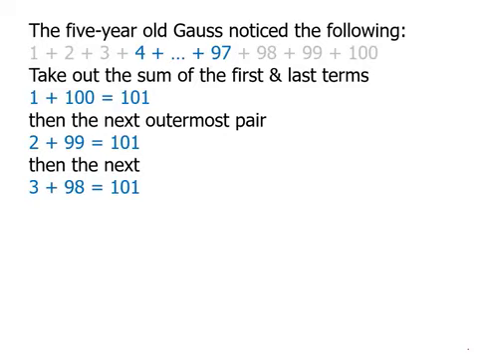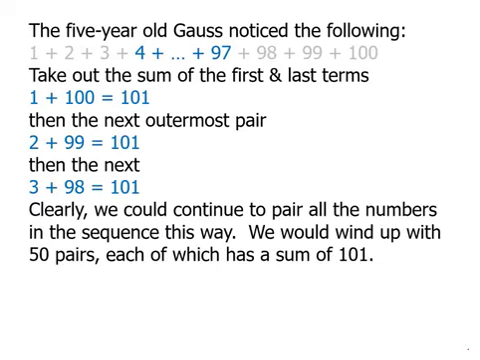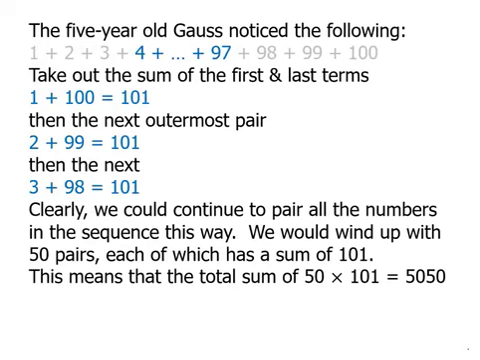So you see a pattern here. We could keep on taking pairs from the outside. They would all add up to 101. And of course, there are 100 numbers, so that would be 50 pairs. Clearly, we could pair all the numbers up. We'd wind up with 50 pairs, each of which has a sum of 101. This means that the total sum has to be 50 times 101, which is 5,050. And that's exactly what the 5-year-old Gauss figured out.